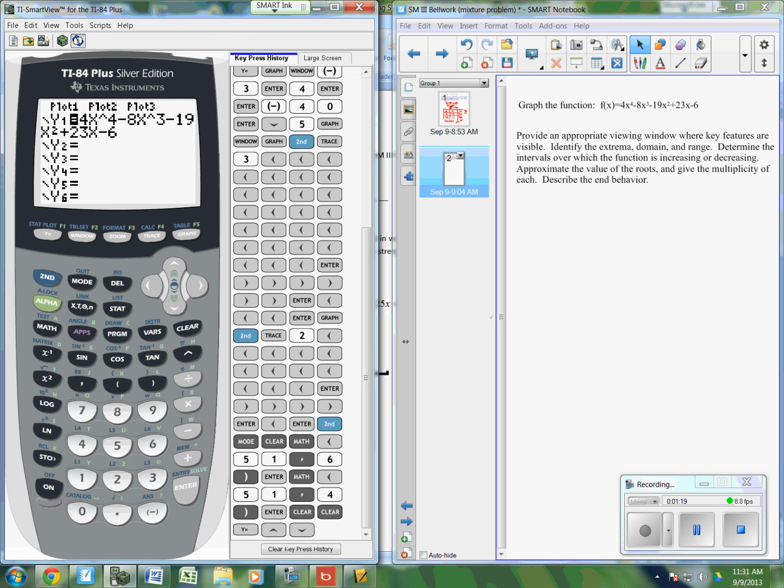Now, the very first thing you're supposed to do on this is to provide an appropriate viewing window where key features are visible. What do you think, raise a hand, are some of the key features of a graph that we might want to look at? Okay, the intercepts. So we want to see where it crosses the x-axis and the y-axis. You might want to write that in your notes. Those are the x-intercepts and the y-intercepts.